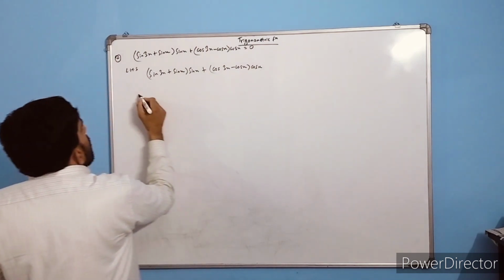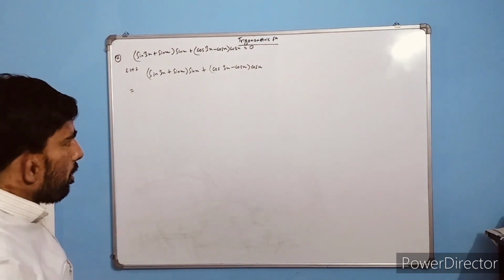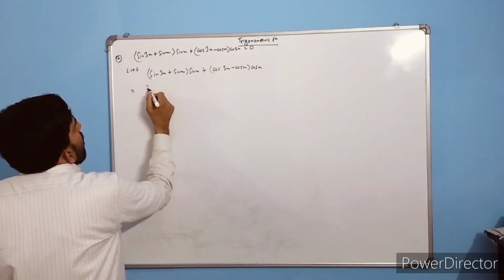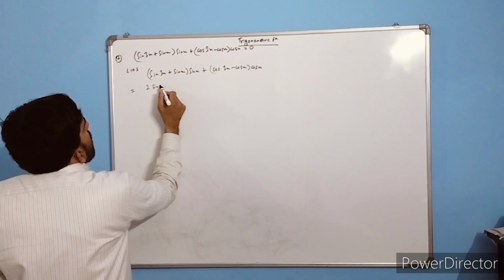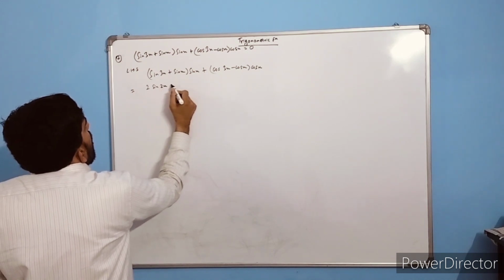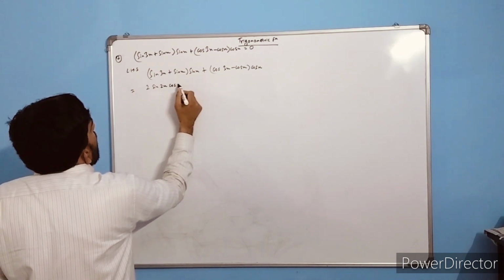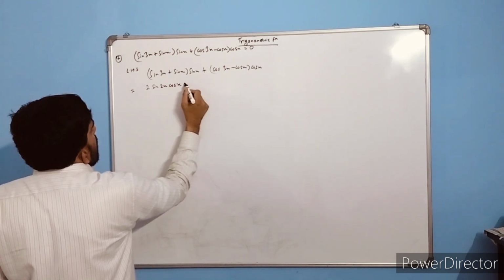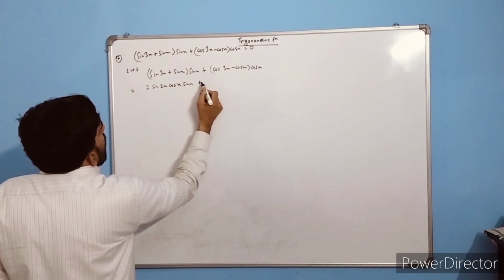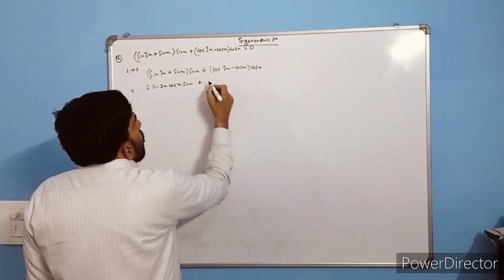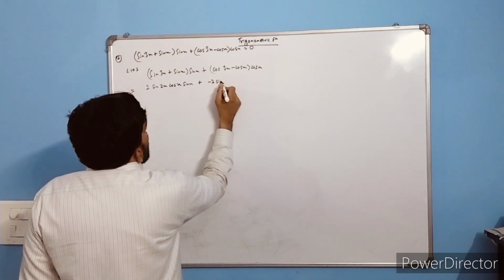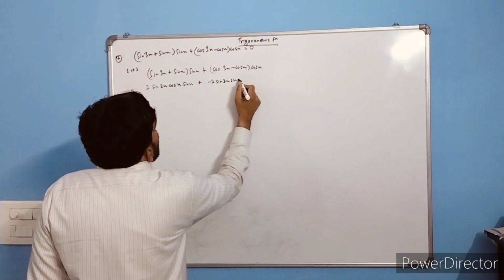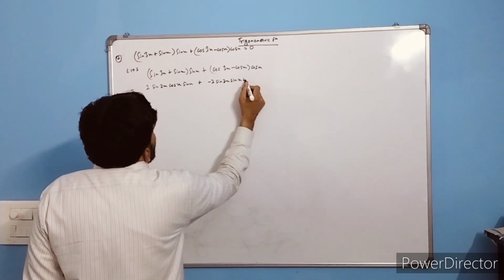Okay, now let us try to sort it out. We'll apply first the identity for sin x plus sin y. We will get 2 sin x plus y by 2 and cos x minus y, 3x minus x, 2x by 2, that is x, into sin x. Here we will apply cos x minus cos y, that is minus 2 sin x plus y by 2 sin x minus y by 2. Okay.